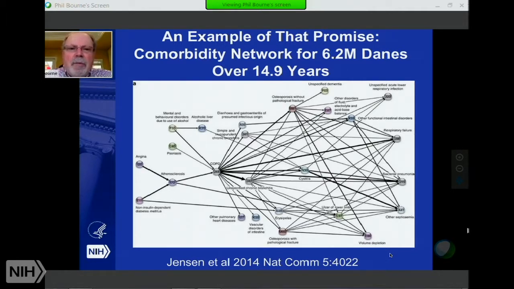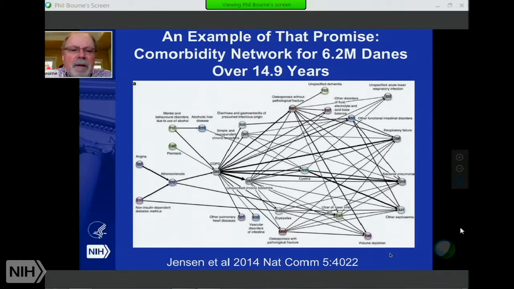So this is actually an example from a number of labs, but from Søren Brunak in particular, who's a colleague of mine in Denmark. This is a comorbidity network that's been developed using 15 years of electronic health records for the whole Danish population. And I think it's a telling, and to me at least, who's not actually in this business, predictive tool, just constructed in a very simple way.